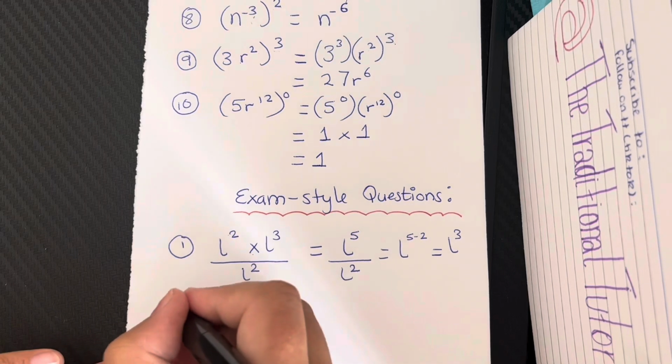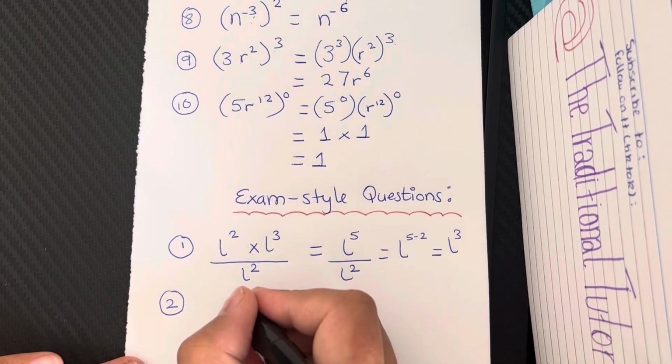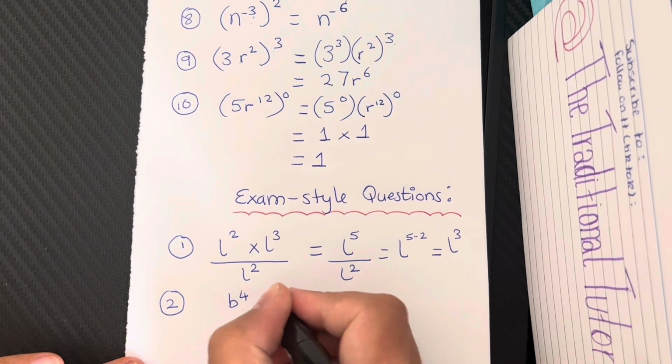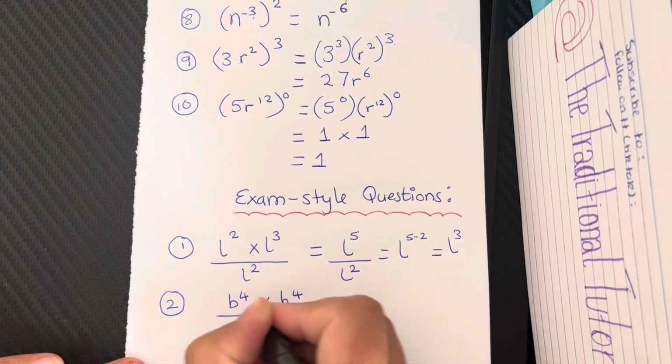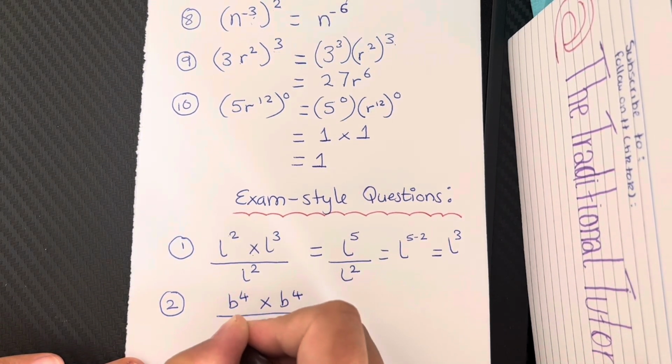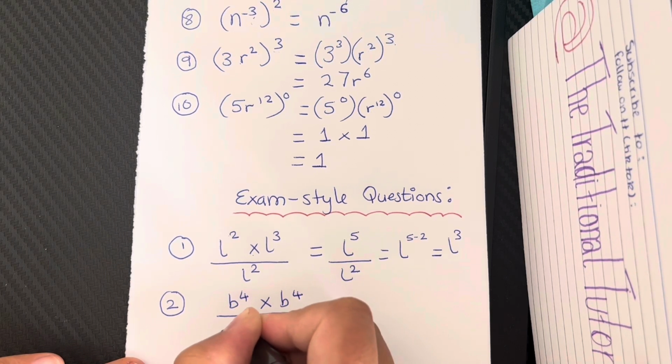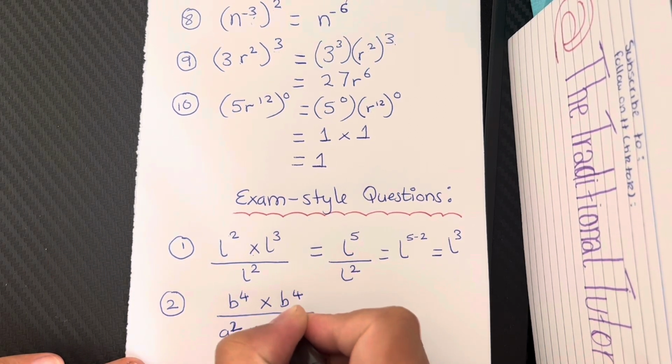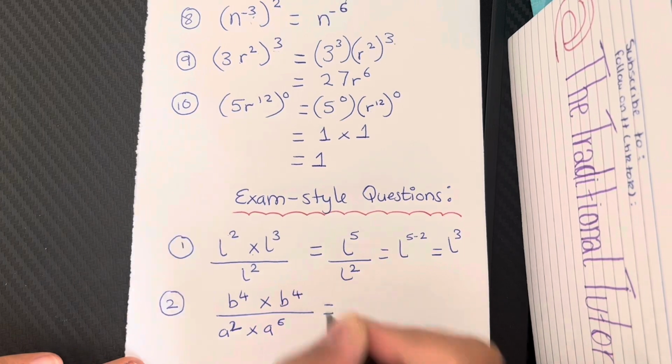Okay, second example, or second exam style question is b to the power of 4 times by b to the power of 4 over a squared times by a to the power of 6.